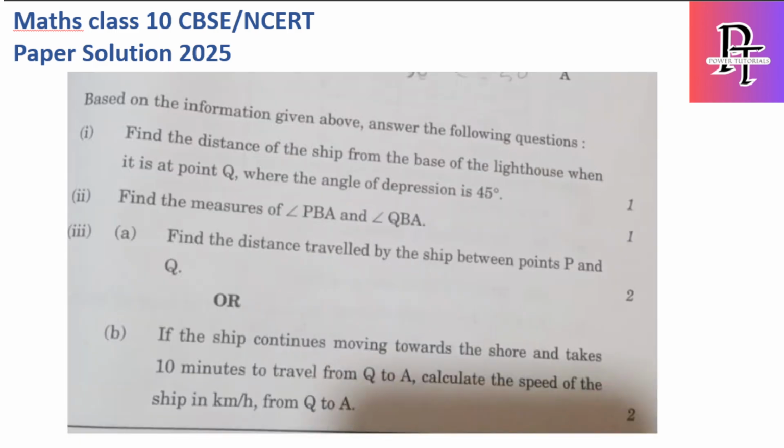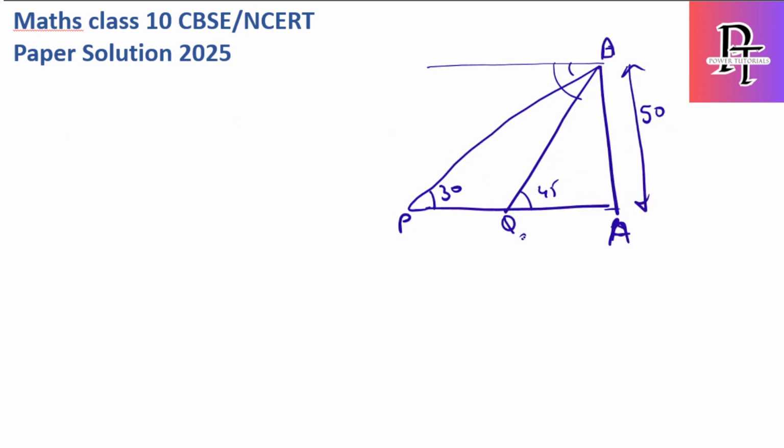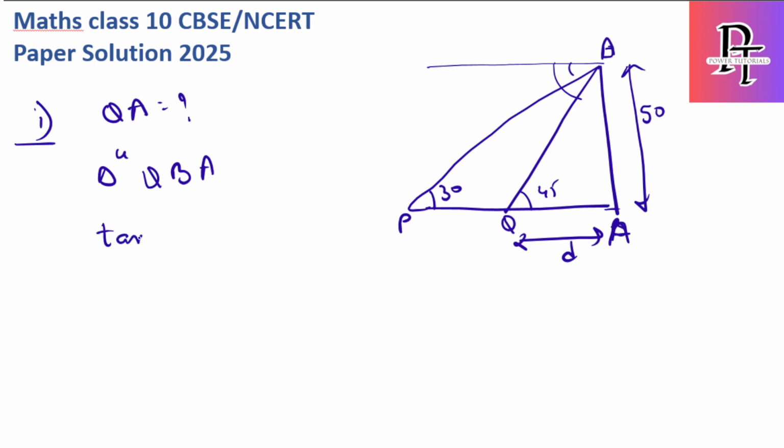Okay, let's see what the question is. Find the distance of the ship from the base of the lighthouse when it is at Q, where the angle of depression is 45. Find the distance of the ship from the base of the lighthouse. Okay, they are asking this distance. So let's solve the first one. Distance, simply QA they are asking. So just use triangle QBA. Tan 45 is equal to AB by QA. Tan 45 is 1. AB is 50 by QA. Therefore QA is equal to 50.